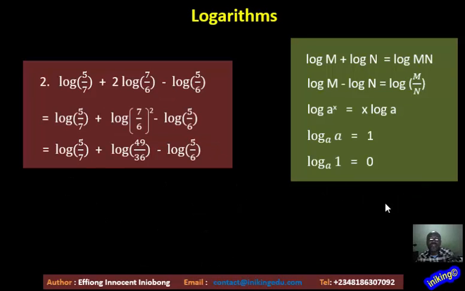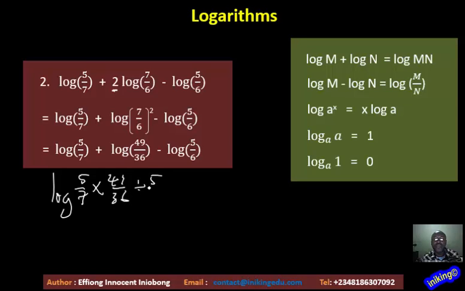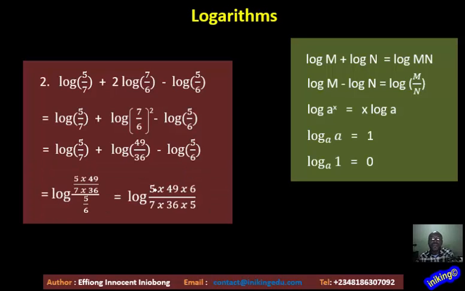Let's clear our board a bit. Okay. Let's explain what we have here so far. From here, we can see the 2 was moved up. There we have raised to power 2, and then we have 7 squared, 6 squared, giving us 49 over 36. And then the next thing is to combine this into the log of 5 over 7 times 49 over 36, and then divided by 5 over 6. And that's it there. After doing that, you will definitely arrive at this.